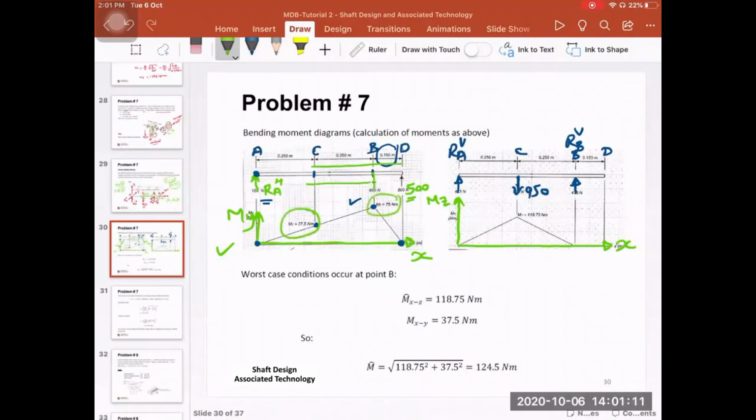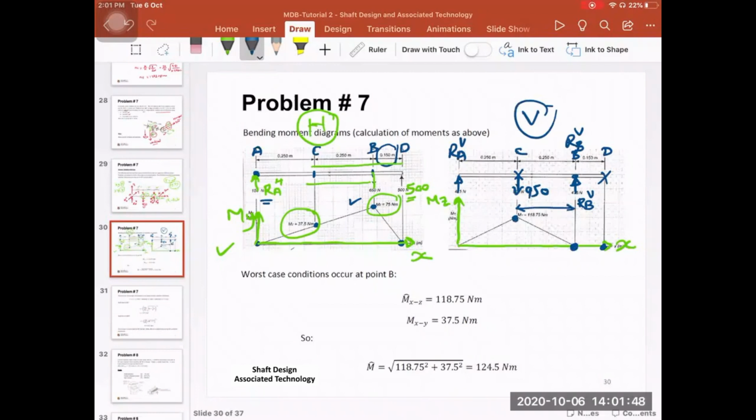Then we have these two moments here in the horizontal plane. So this is horizontal now, and this is the vertical plane. You can calculate the bending moment at these points because we don't have any forces here, so the bending moment is 0. And at this point, on the right-hand side, you don't have any forces, so the bending moment here is 0 as well. Then, to calculate the bending moment at point C in the vertical direction, you multiply this reaction force RB in the vertical direction by this distance, which is 0.25. So it's going to give you the bending moment here.